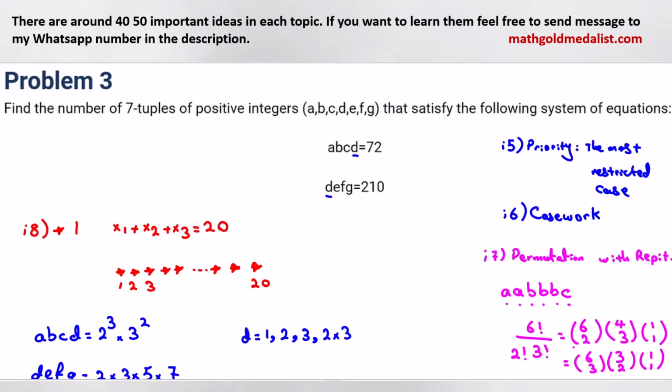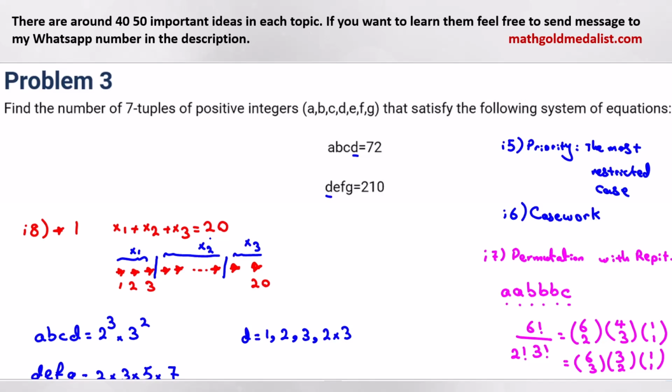Now, in the next step, we want to solve this equation. We say we have 20 stars and we want to split them into 3 parts for x1, x2, x3. So how many dividers or bars do we need? 2. This one will be for x1, this one will be x2, this one will be x3.